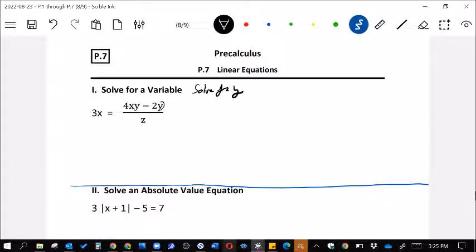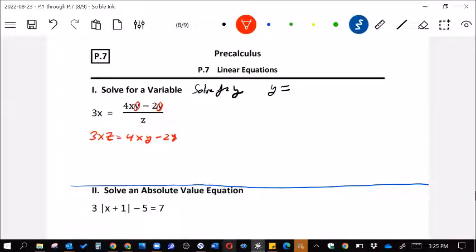Problem is, there are two y's in it, a y there and a y there. So what we have to do is figure out with what method will we get a single y by itself, because our goal is to get y equals everything else on one side and the y's on the other. So we want to isolate these y's first, in a way, sort of. And what I'm going to do, I'm going to first get rid of the z. Let's multiply both sides by z. If I do that, I get 3xz equals 4xy minus 2y.